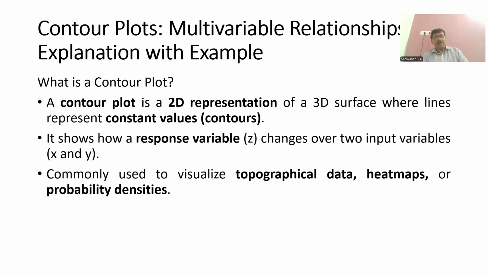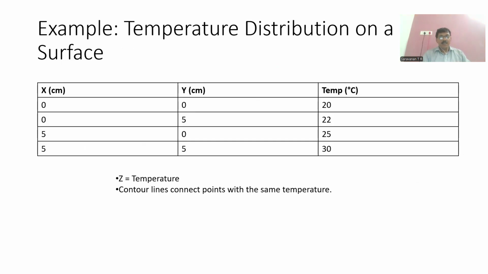It is used to identify peaks, valleys, and gradients in the data, and for identification in optimization, geospatial analysis, or scientific computing. Now we can see one by one. Here, x is given in centimeters, y is given in centimeters, and the temperature is given in centigrade. The z axis represents centigrade. The contour lines connect points with the same temperature.